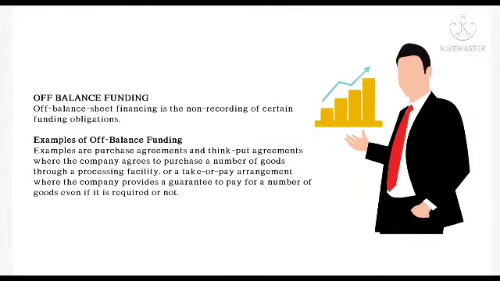Off-balance sheet funding. Off-balance sheet financing is the non-recording of certain funding obligations. Examples are purchase agreements and throughput agreements, where the company agrees to purchase a number of goods through a processing facility, or the take-or-pay agreement, where the company provides a guarantee to pay for a number of goods whether it is required or not.